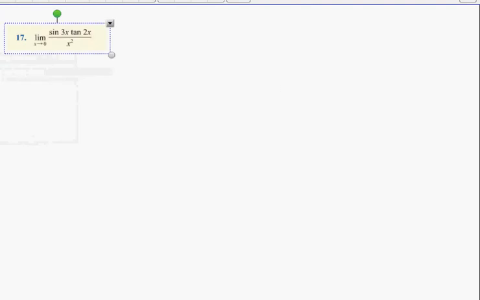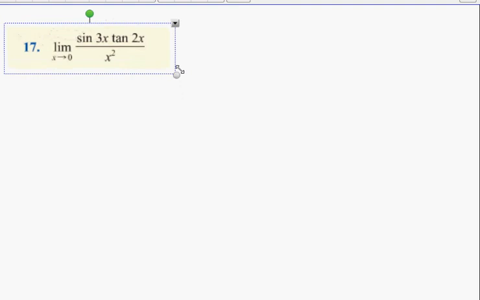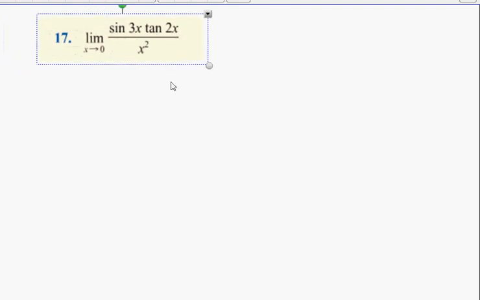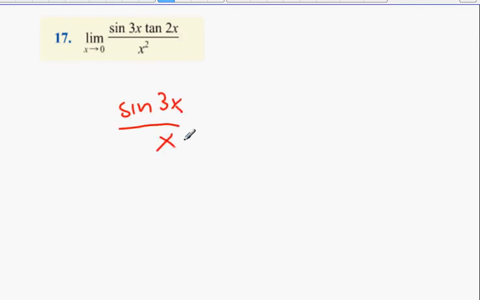Okay guys, Connor. Okay, the limit of sine 3x tan x over x squared. First thing I'd do with this is I'd break up the x squared into x and x.